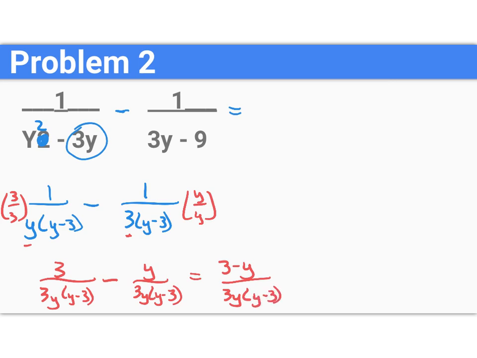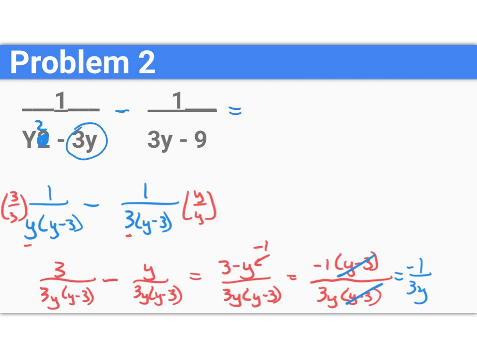We're going to factor out a negative 1 from here, which means we get negative 1 times 3 minus y. Sometimes I write faster than I think. y minus 3 over 3y times y minus 3. And now you can see that the y minus 3's cancel out, and you're left with negative 1 over 3y. And that is your answer.